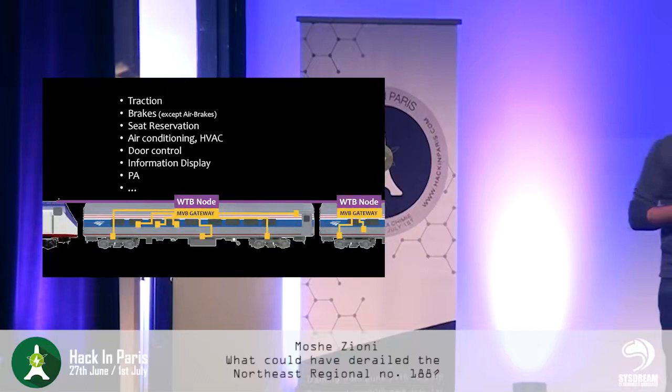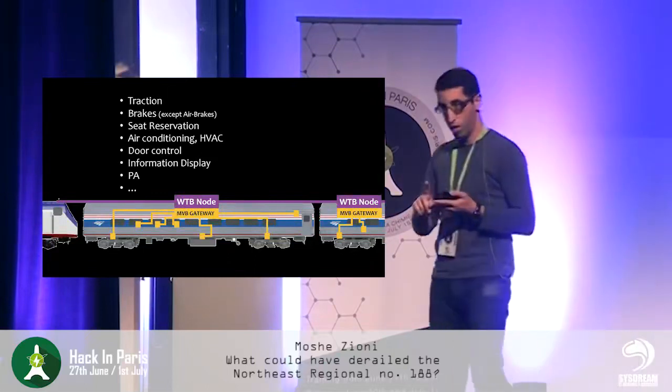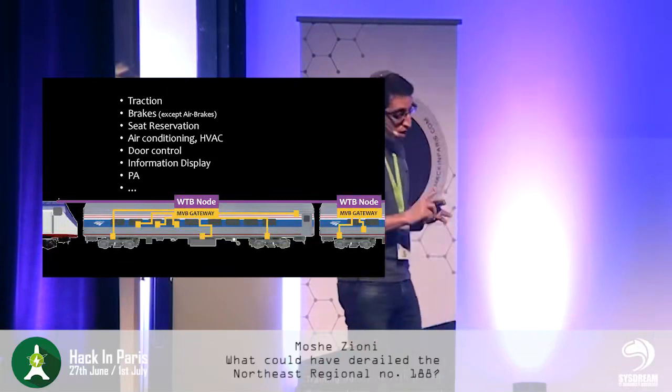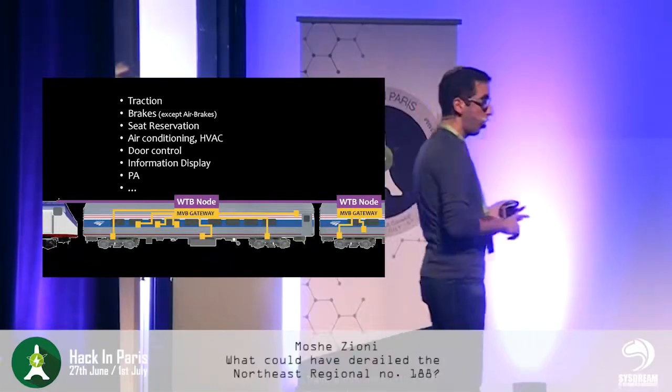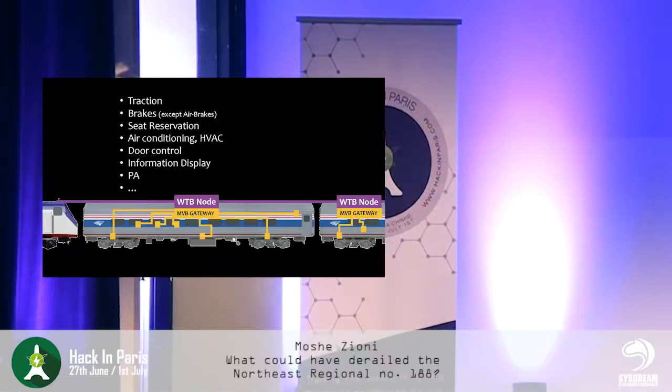What kind of components can you connect to it? You can connect to it traction, brakes, not air brakes, seat reservation, air conditioning sometimes, not all the time, door control, which is most basic for it, information display for passengers, and sometimes even a PA.